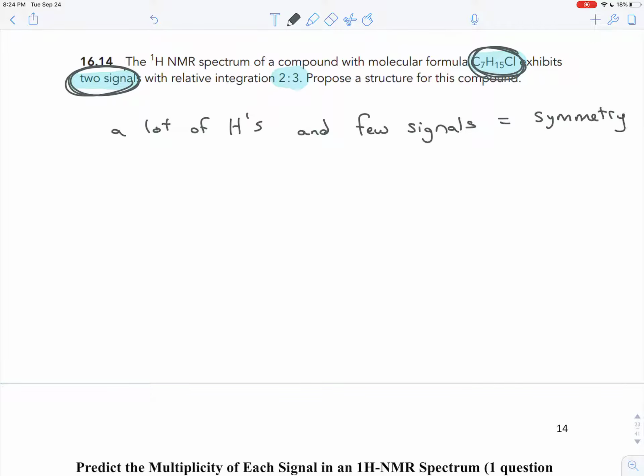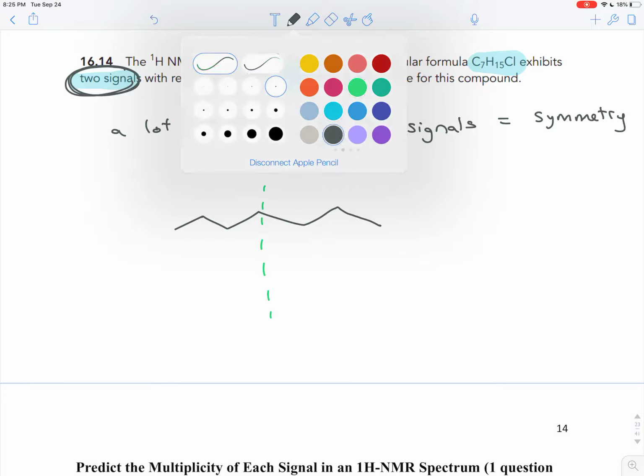That's the only way that you could have a lot of hydrogens in very few electronic environments. So we know that there must be some sort of symmetry there. That's the hint. Let's start by drawing the simplest 7-carbon chain we can find: 1, 2, 3, 4, 5, 6, 7. Now we know there has to be symmetry, so the only way you can get symmetry out of this 7-carbon chain is to make a vertical line down the center.